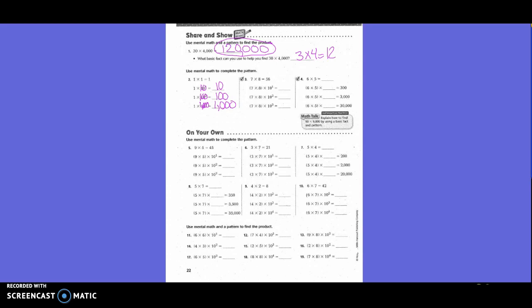Alright, so number 3. They already told us 7 times 8 is 56, right? Okay, now what is 10 to the first power? 10. So we're going to go ahead and figure these out. 10 to the second power is 100. And 10 to the third power is 1,000. So, we know 7 times 8 is 56. So we could go ahead and put 56 over these, right?